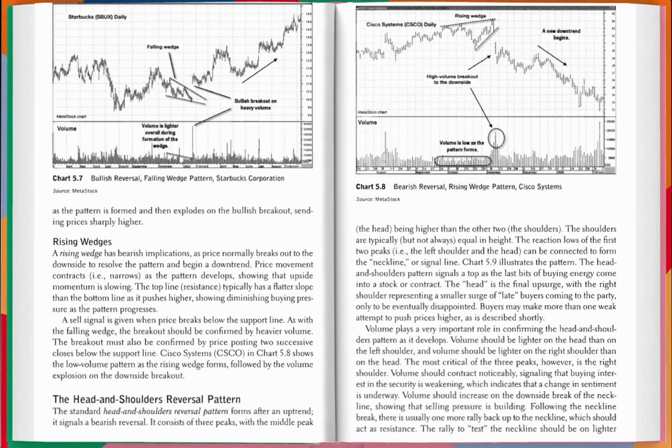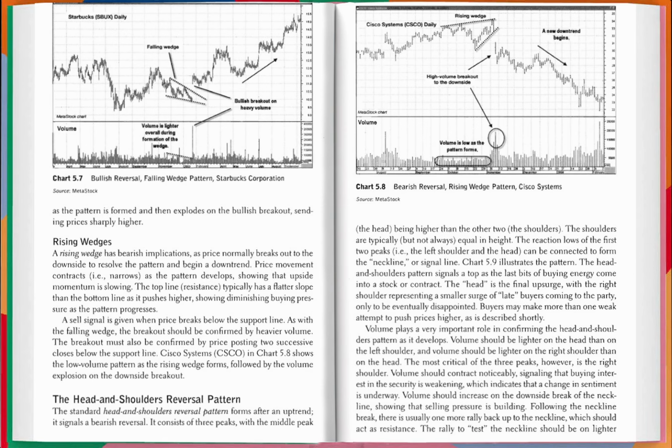A sell signal is given when price breaks below the support line. As with the falling wedge, the breakout should be confirmed by heavier volume. The breakout must also be confirmed by price posting 2 successive closes below the support line. Cisco Systems, CSCO, in Chart 5.8 shows the low volume pattern as the rising wedge forms, followed by the volume explosion on the downside breakout.